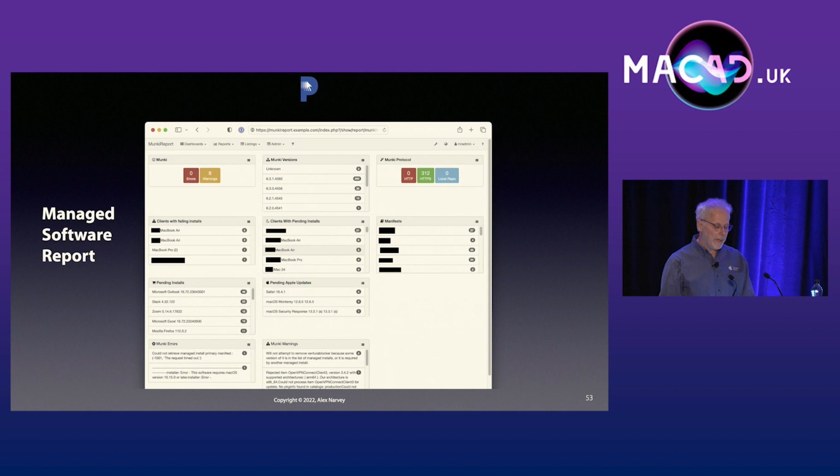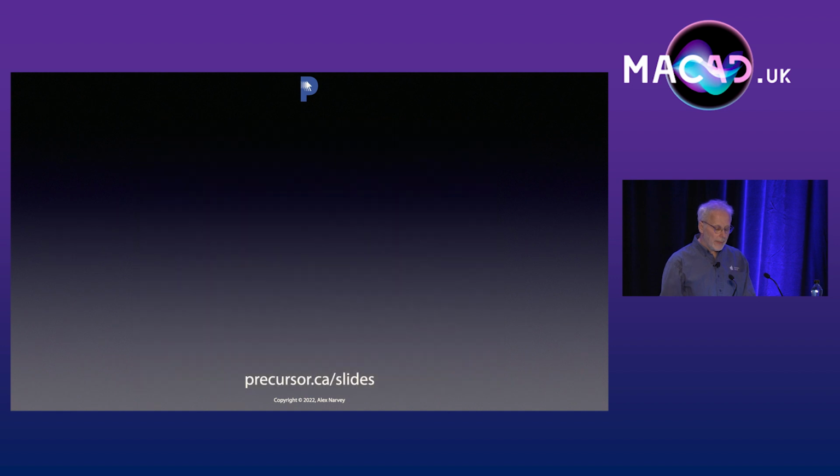And of course, there's the Managed Software report to show you how Munki is doing, and it shows successful installs, pending installs, and failing installs, along with errors and warnings. That was just a few of the over 100 modules.